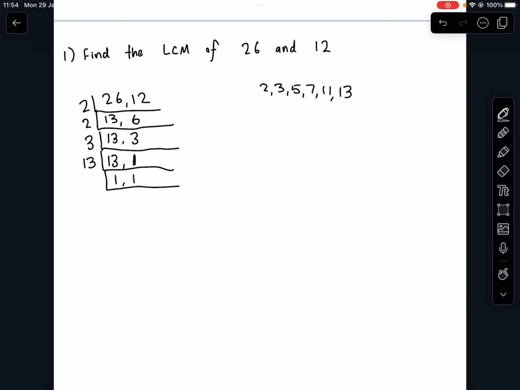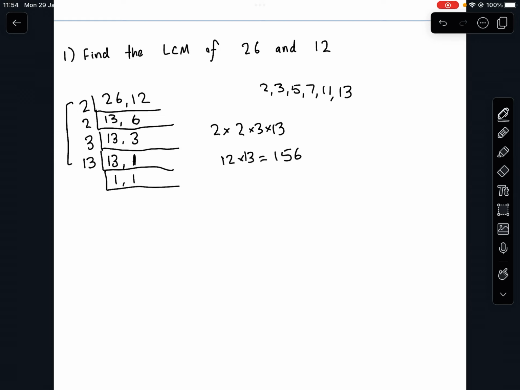So the LCM of 26 and 12 is going to be the product of these numbers on the side: 2 times 2 times 3 times 13, which gives us 12 times 13, which gives us 156. So that's the LCM of 26 and 12.